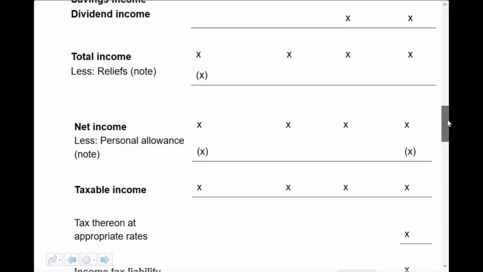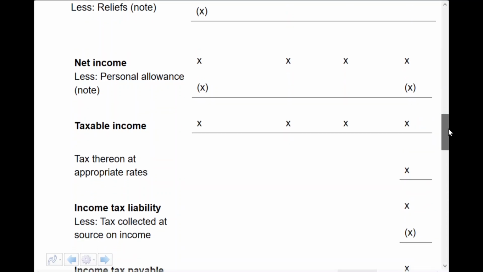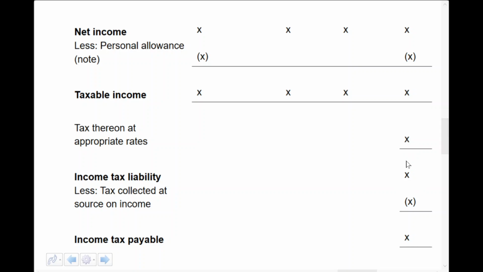What does that give me? That gives me what is referred to here, this little x, as my income tax liability. In other words, that is the total liability for this individual to UK income tax on their income for this tax year. That's it, end of story. Well, it's not the end of the story, because what's going down here? Well, this says less tax collected at source on income, the difference being income tax payable.